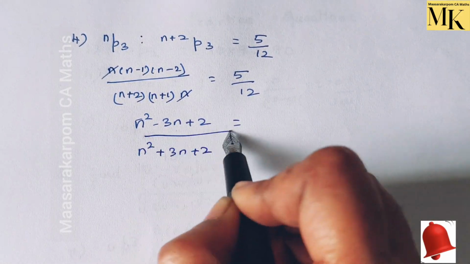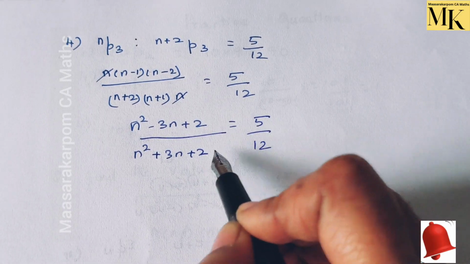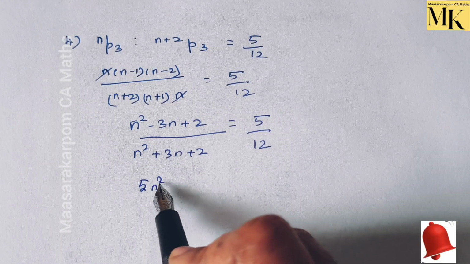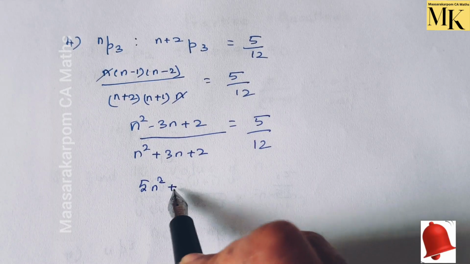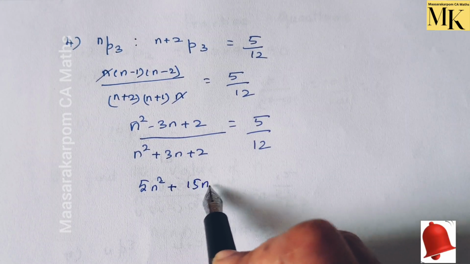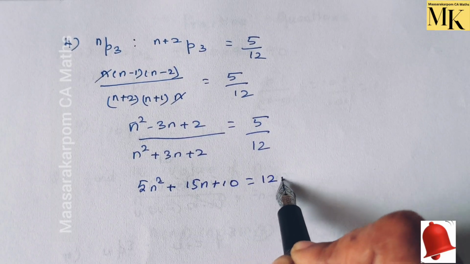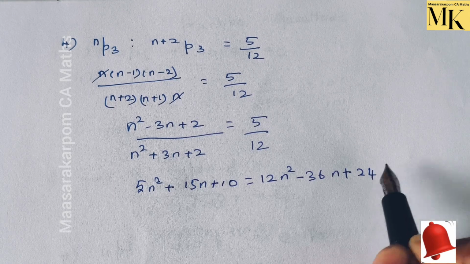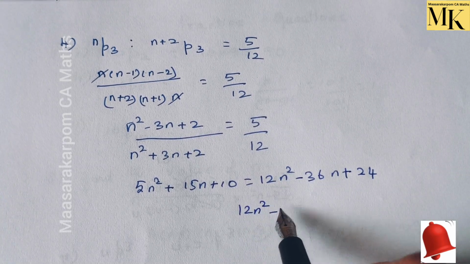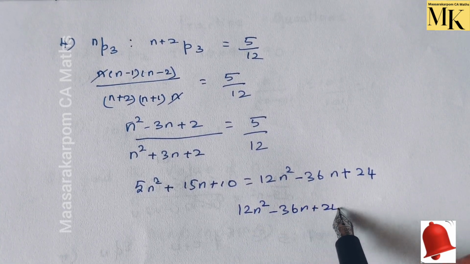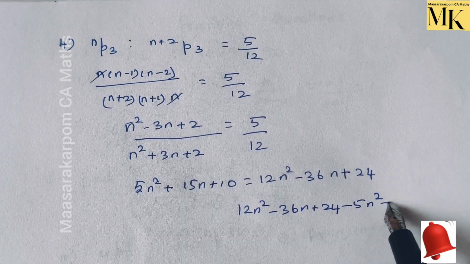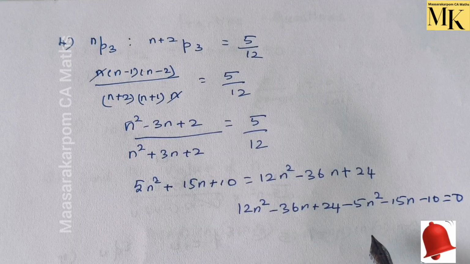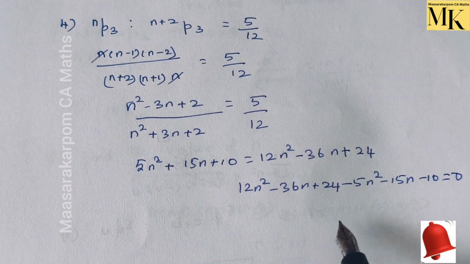Cross multiply, group the terms, and you get a quadratic in n. You have to factorize that, right? Then find n. The positive n is your answer. Here it is 12n squared minus 36n plus 24. Bring everything to one side: 12n squared minus 36n plus 24 minus 5n squared minus 15n minus 10 equal to 0. So it will give you 7n squared minus 51n plus 14 is equal to 0.